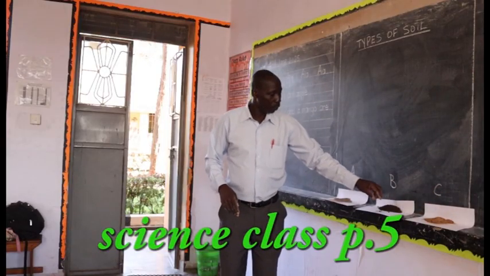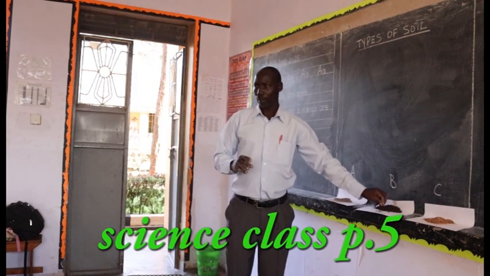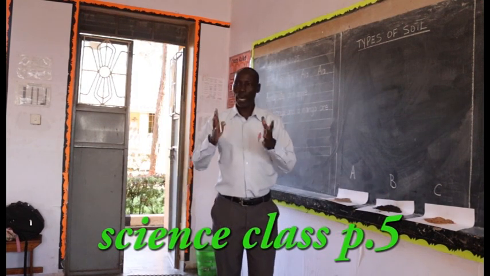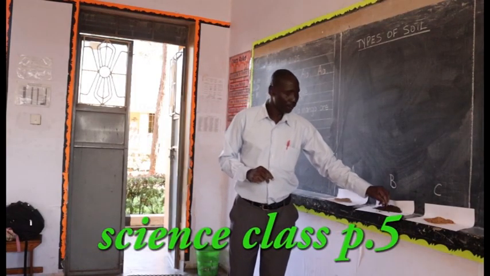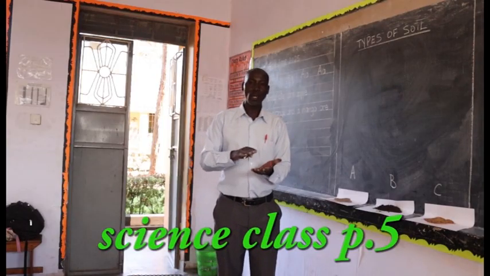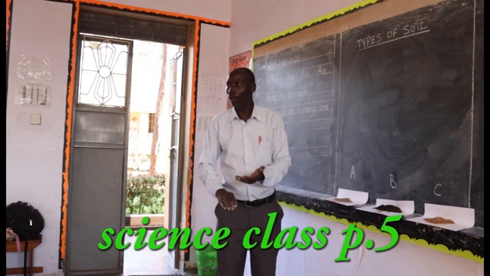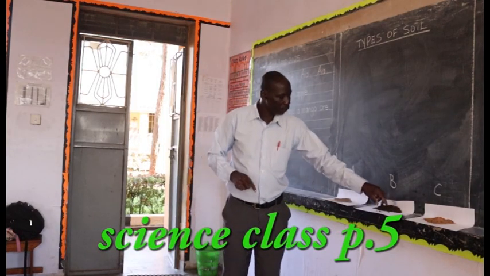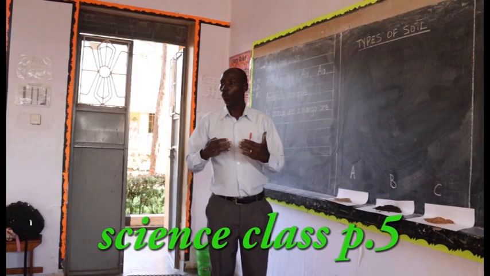But when you come to loam soil, it has got moderate particles. The particles are not so large and they're not so fine. So the air space here is moderate. So water drains in loam soil moderately. Not very high, not very low. So moderate. That's why it is also good for crop growing, because our crops need water.